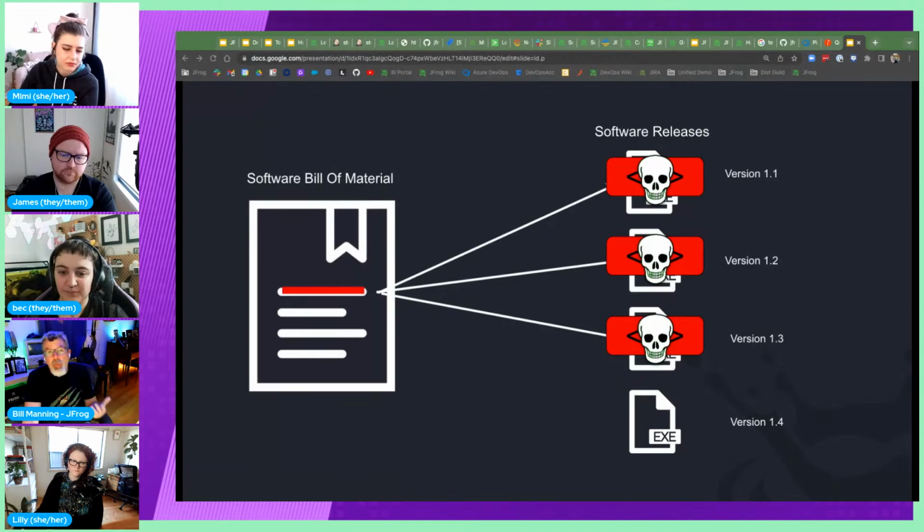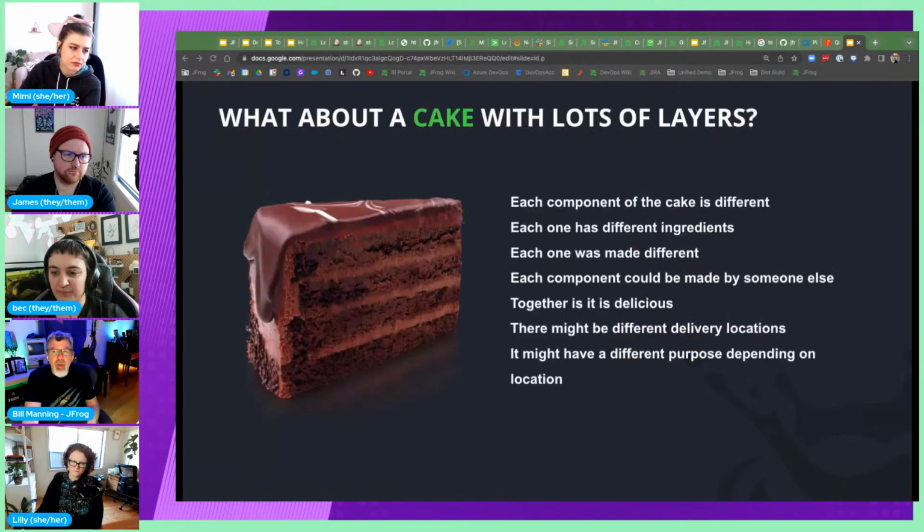But it's not just individual pieces of software. That's something you've got to keep in mind, too. I mean, this even comes down to cakes with lots of layers. I like lots of layer cakes.